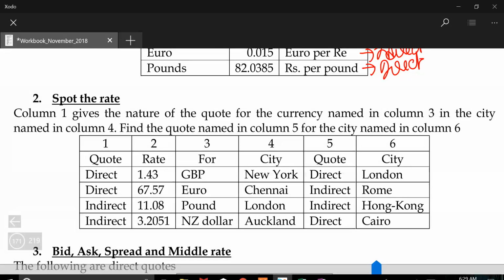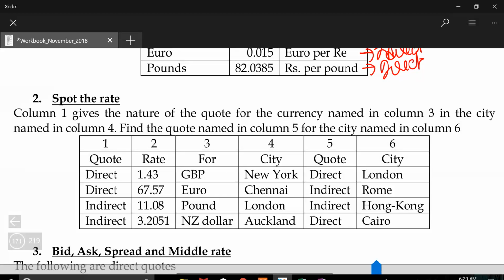Now spot the rate. Column 1 gives the nature of quote for the currency named in column 3 in the city named in column 4. Find the quote named in column 5 for the city named in column 6. This is the requirement. Let's first understand one question. If you understand one question, the balance parts will become clear.